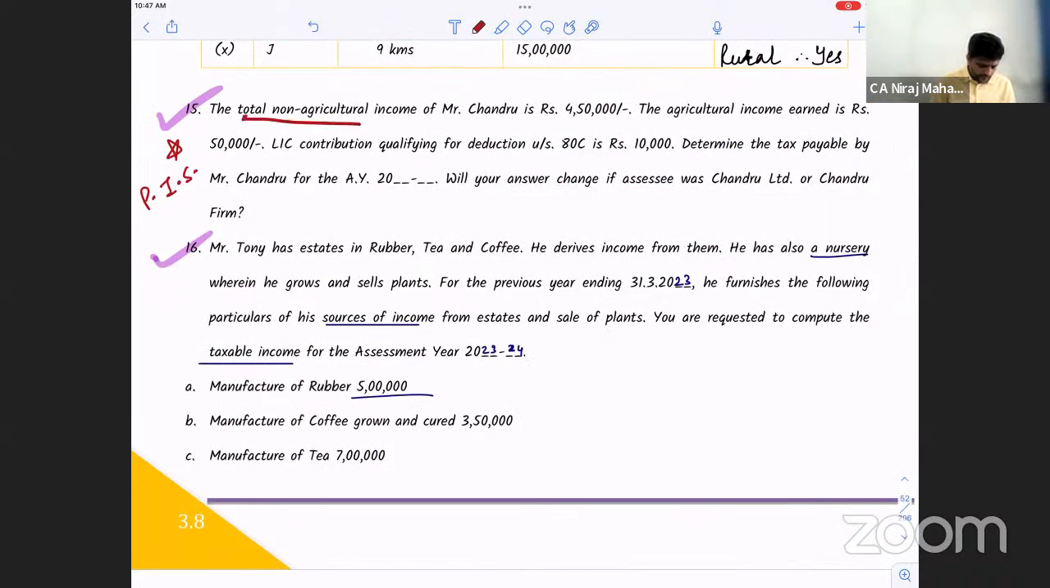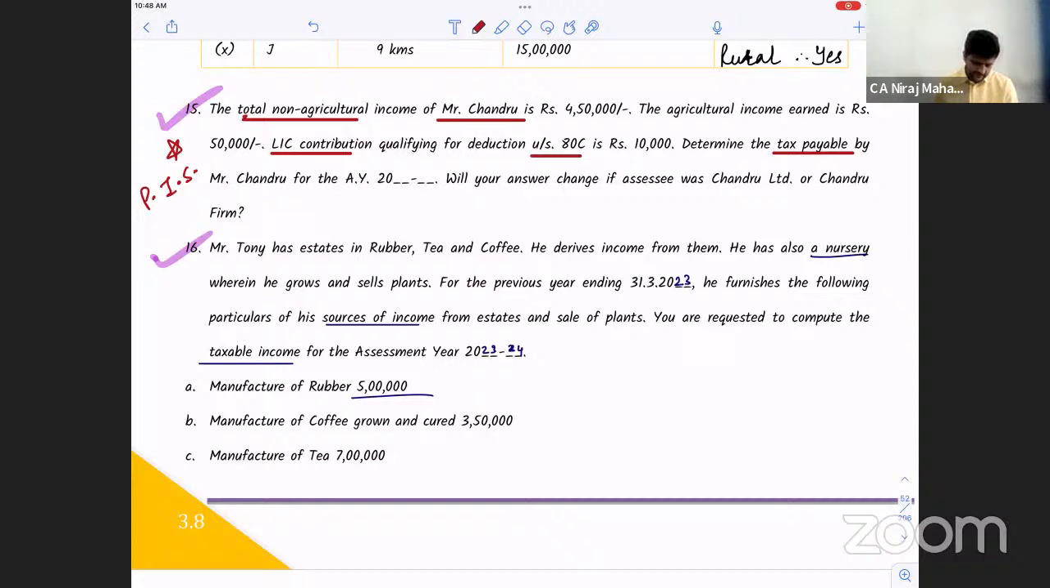The total non-agri income of Mr. Chandru is 4.5 lakhs. The agriculture income is rupees 50,000 only. Assuming he is a resident and less than 60 years of age, his non-agri income is more than 2.5 lakhs, that is more than the basic exemption limit, and his agri income is more than 5,000. Clear? LIC contribution qualifying for section 80C deduction, one of the sections under chapter 6A, is rupees 10,000.